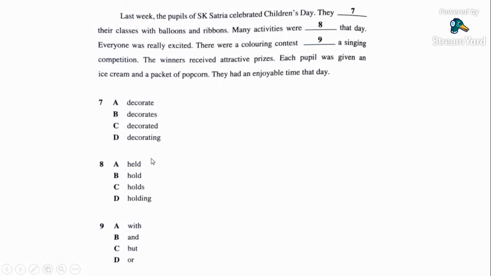Easy, right? And then number 9, there were a coloring contest dash a singing competition. So they have with, and, but, or. So either one because they say the word and so you know there are two types, coloring contest and singing competition. But you see, once you have determined the tense, you can get the answer easily and those marks are in your hand already. So this is not so hard, you don't need to crack your head.